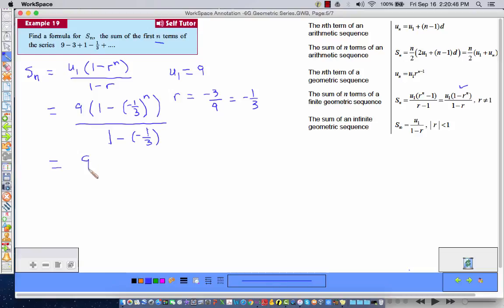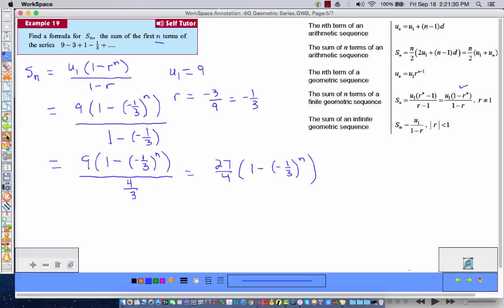So this would equal 9 times 1 minus negative 1/3 to the n. Don't you dare say, oh, this should be positive, because our order of operations dictates that we would have to take care of the exponent first, which we don't know. So this becomes 1 plus 1/3, which is 4/3, and 9 divided by 4/3 is equal to 27 over 4. And then I can write it like this if I'd like: 1 minus a negative 1/3 to the n power. Okay, so there you have it. You could use this formula to find the sum of any number of terms of this particular geometric series.